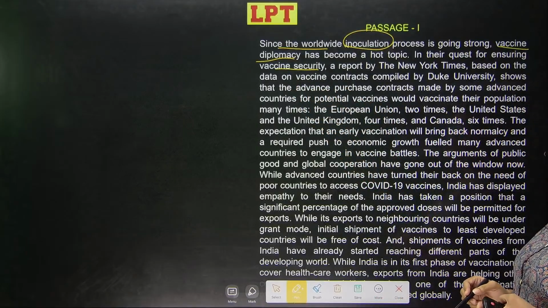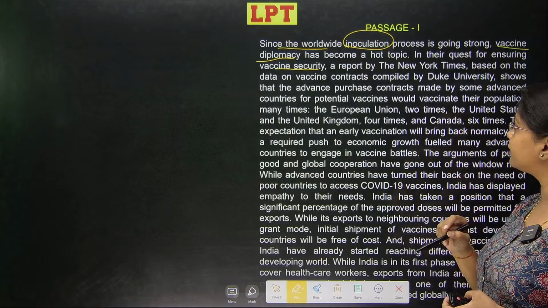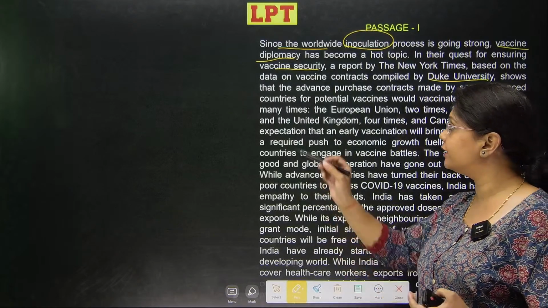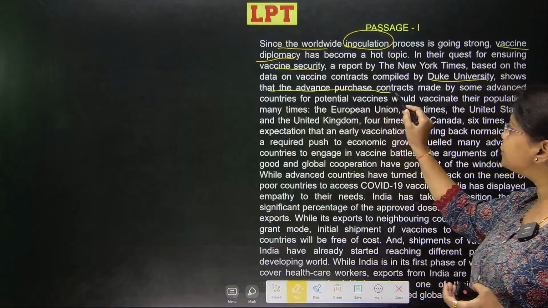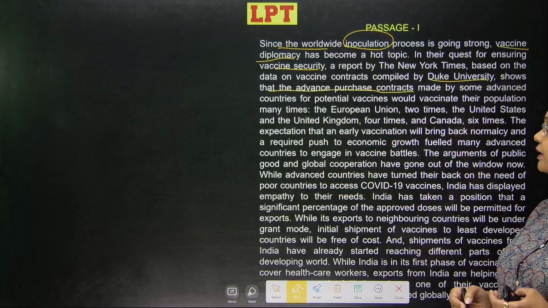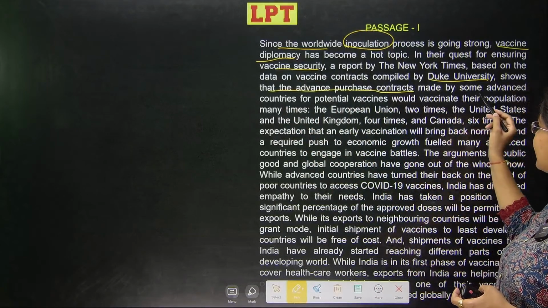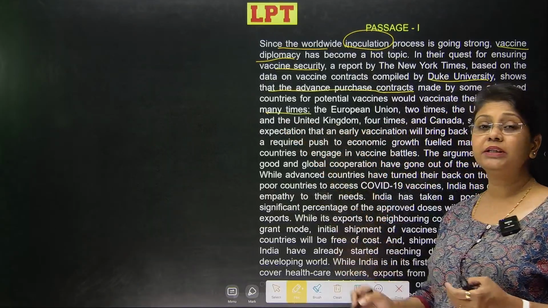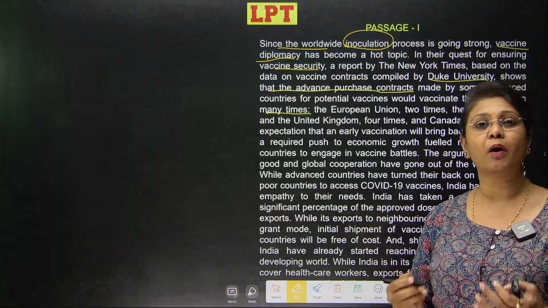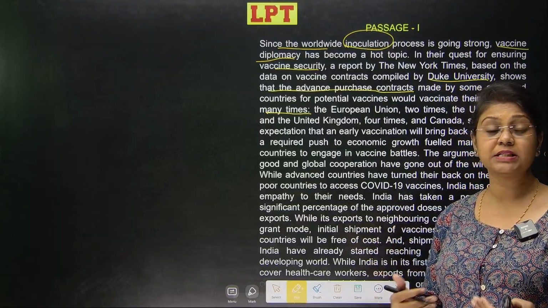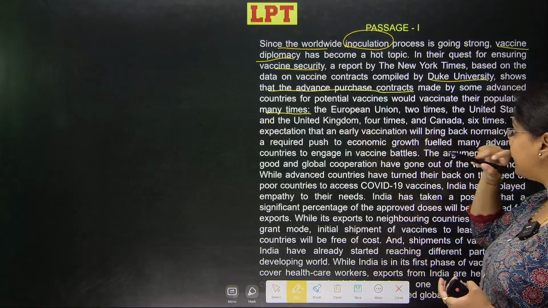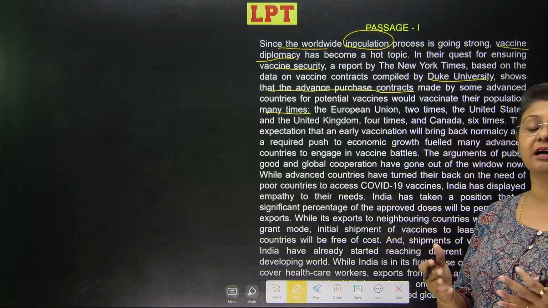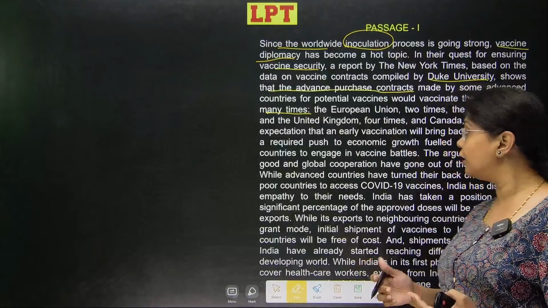A report by the New York Times based on the data on vaccine contracts compiled by Duke University shows that, so there is a research being quoted here, and it says that the advance purchase contracts made by some advanced countries for potential vaccines would vaccinate their population many times. So they have acquired vaccinations to the point that they can vaccinate their population many times. The European Union 2 times, United Kingdom 4 times, and Canada 6 times. So there is a vaccine diplomacy that is going on, right?